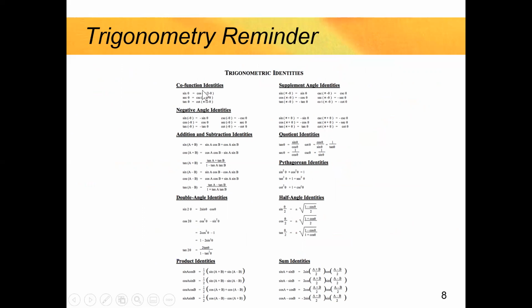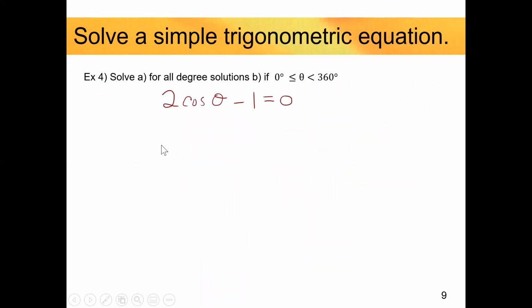All of it is what we've gone through so far: the cofunction theorems, the supplement to angle identities, all the good stuff. I'm going to just stop there. We're good. So those are all the formulas we have so far. Let's start. So trigonometric equations, let's jam. Example 4.